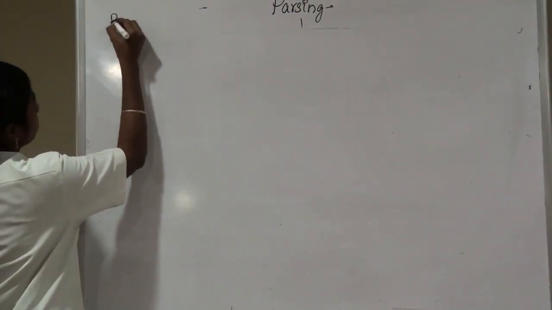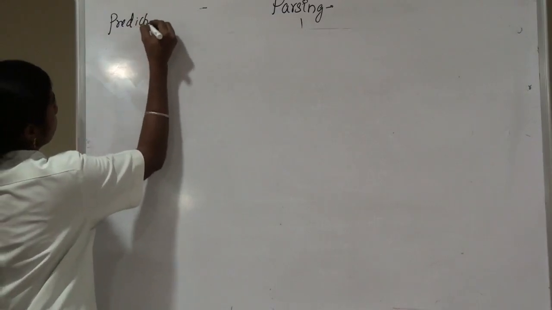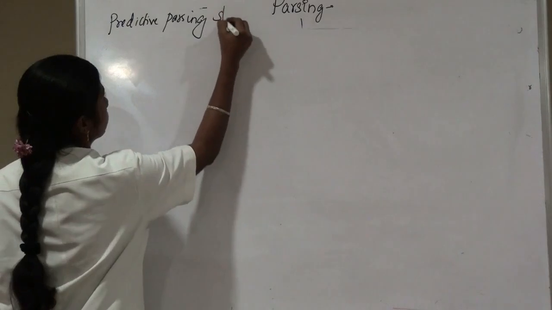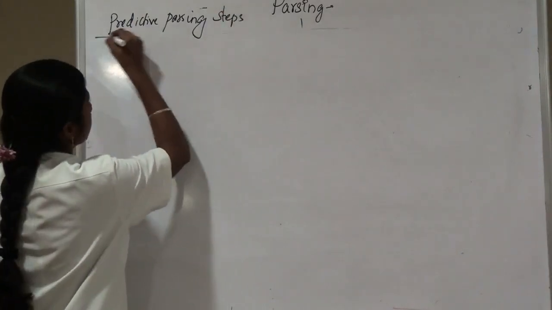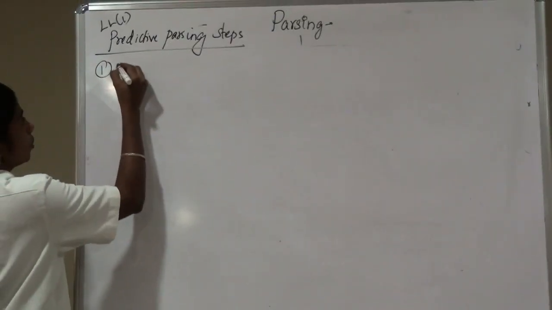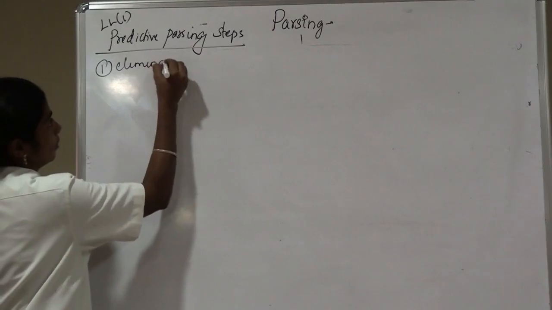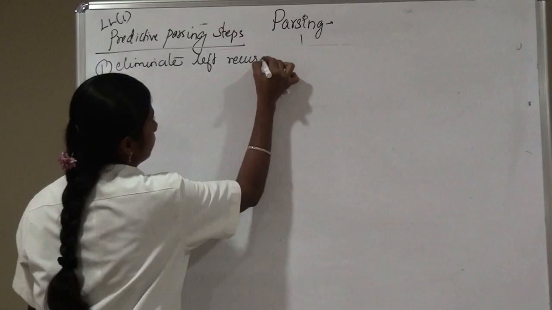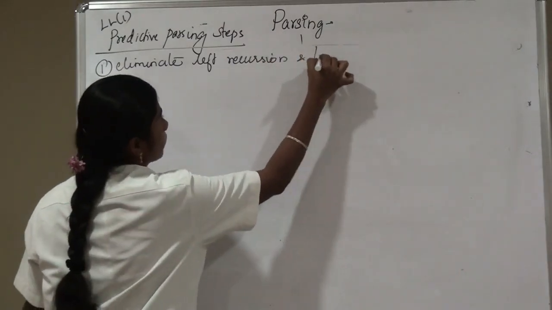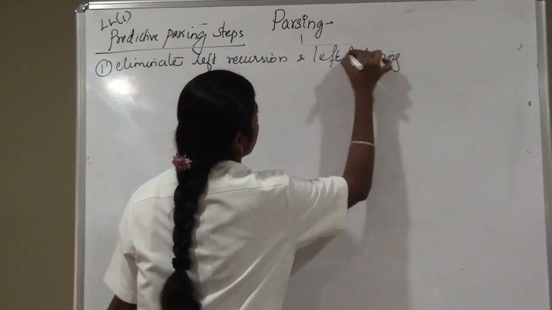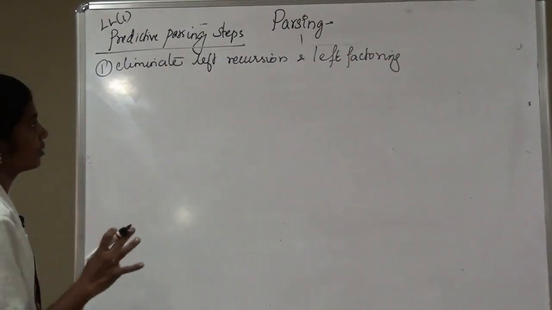So for predictive parsing, or for LL1, you are writing the steps. Our first step is you have to eliminate left recursion and left factoring. That is our first requirement.